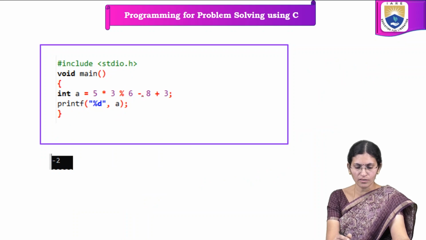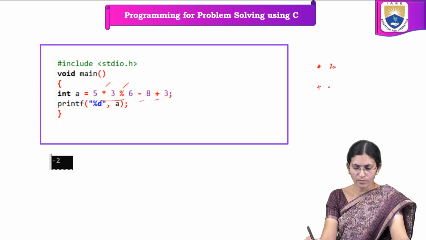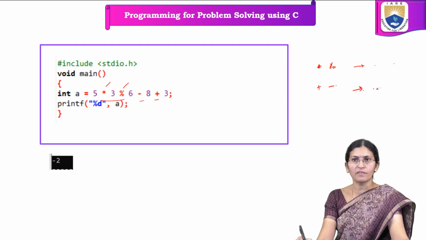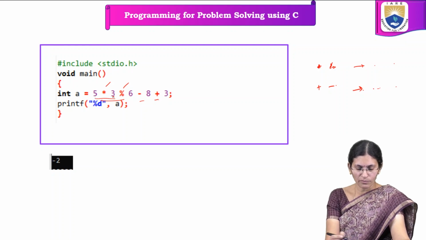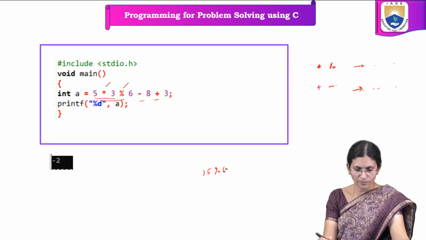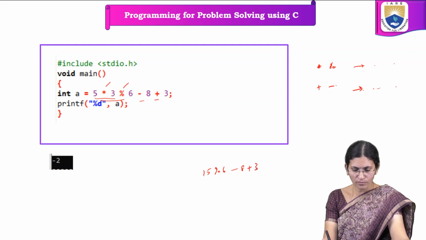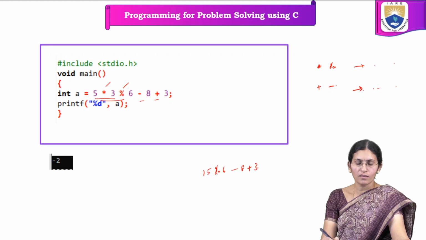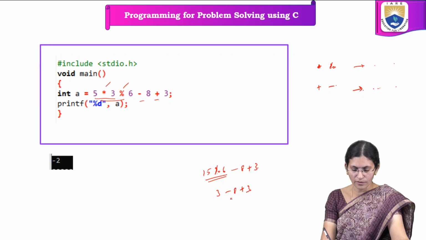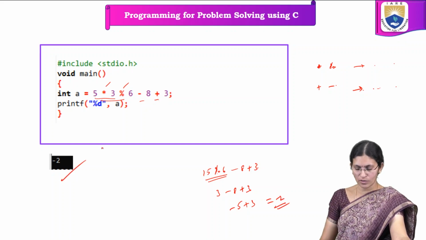So we have 1, 2, 3. So 4 different operators we have. Here also these two have the same priority, whereas these two have the same priority. These occupy higher priority as compared to this one. In this case the associativity is from left to right. Here also the associativity is from left to right. So first this one will be evaluated, 15 mod 6, minus 8 plus 3. 15 mod 6 is nothing but the remainder of this one. So 3 minus 8 plus 3. So 3 minus 8 minus 5 plus 3, which is equal to minus 2. So this is the output of this program.